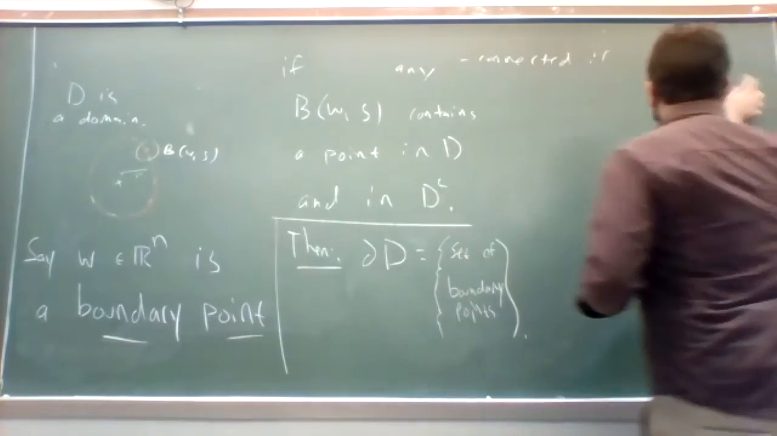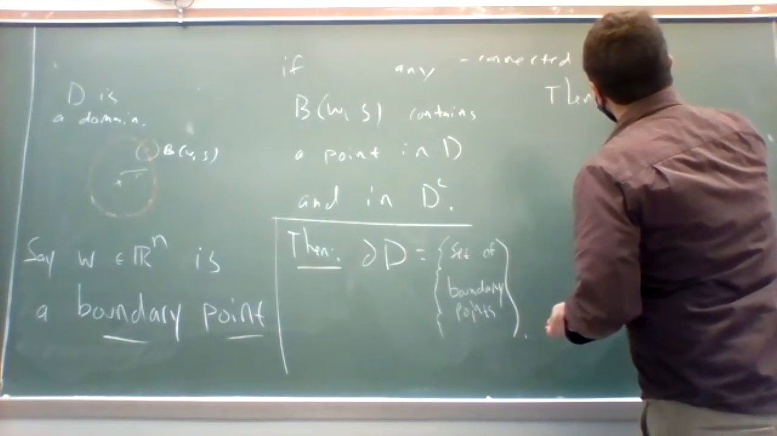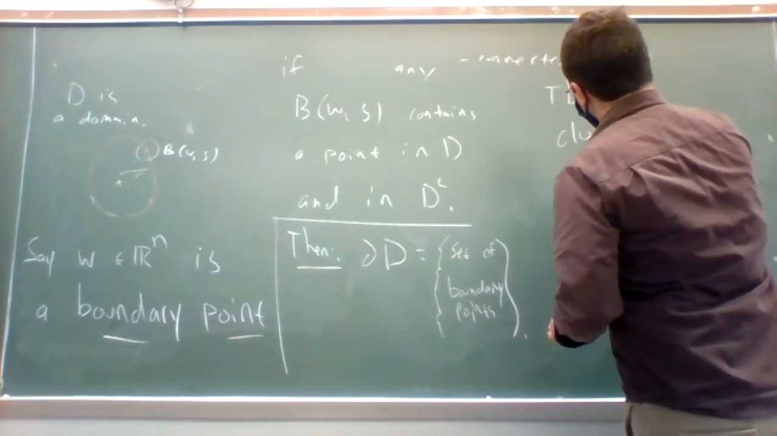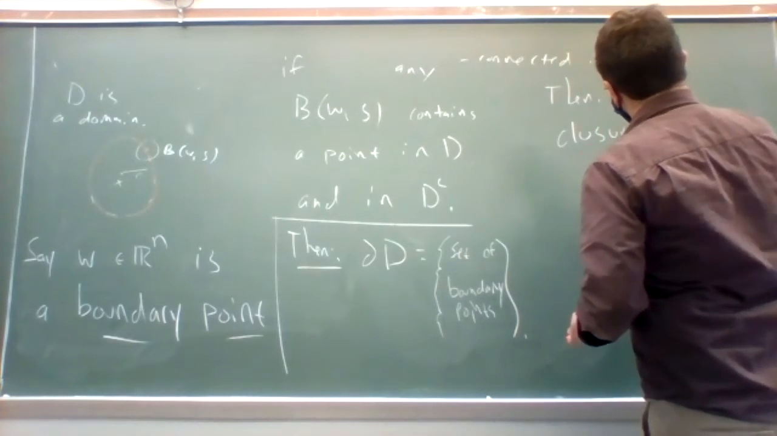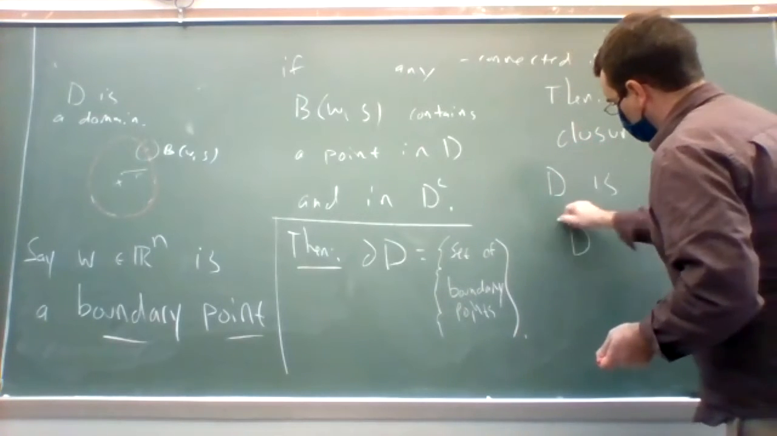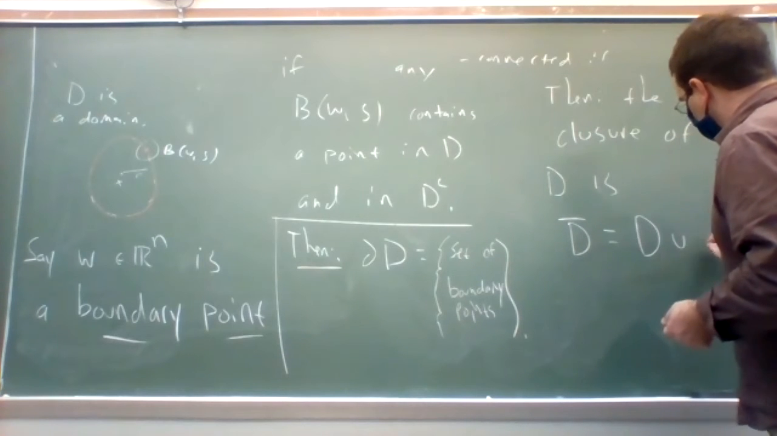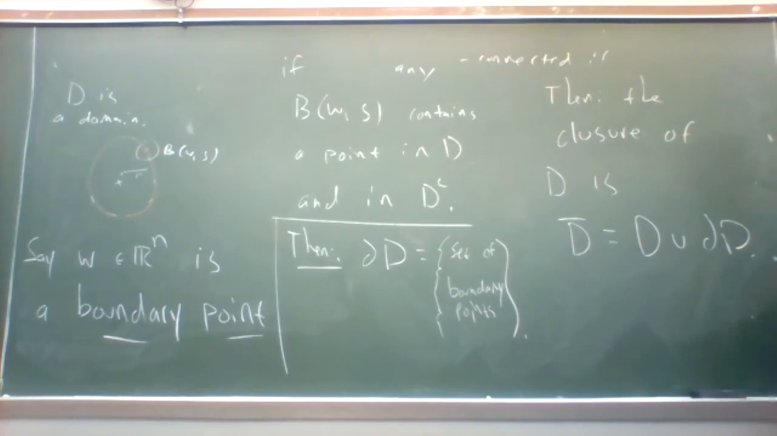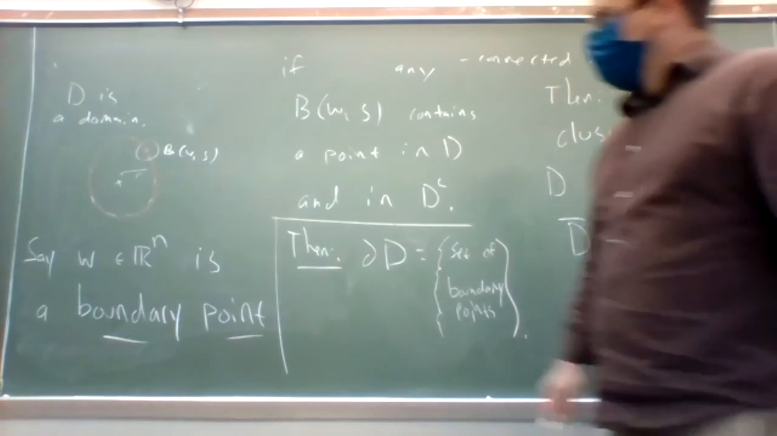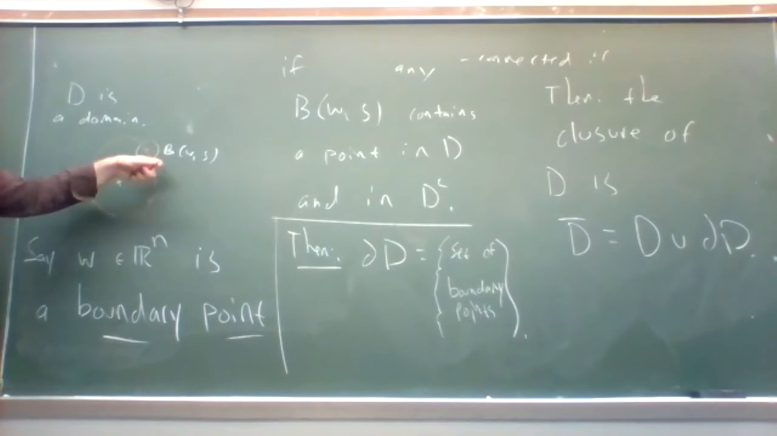Then you can say the closure of D, which you write D bar, is D union its boundary. So the closure of the open ball is the closed ball.